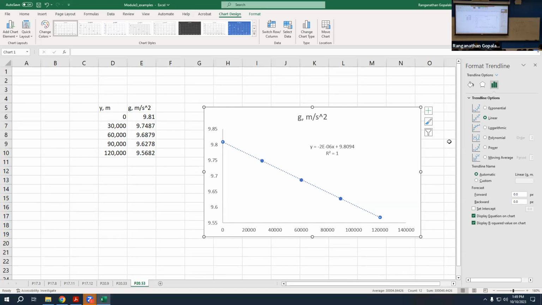On the other hand, it's also a good candidate for interpolation. 55,000 is between 30 and 60. You can use this linear fit as justification for using a linear stencil. Put 55, which is closer to 60, so probably the value will be closer to 9.68, and you can finish it.